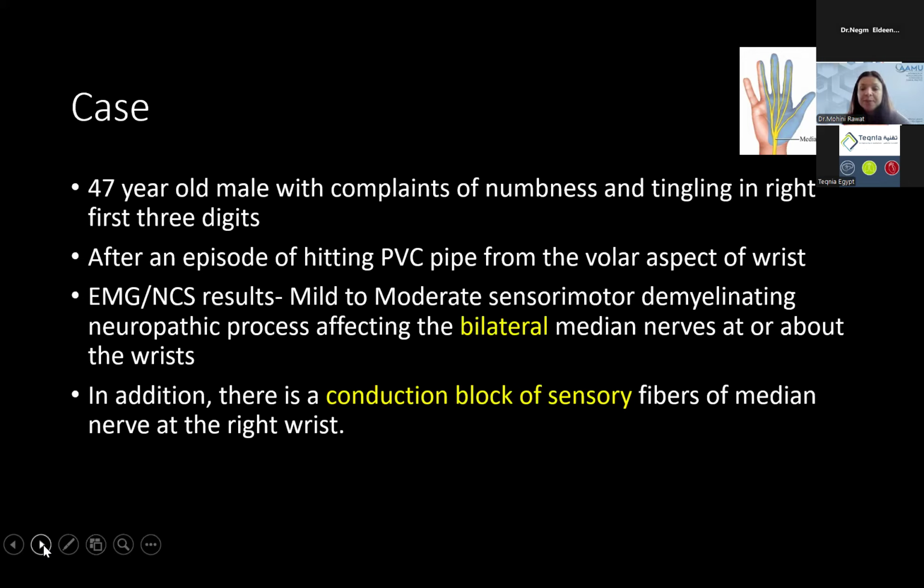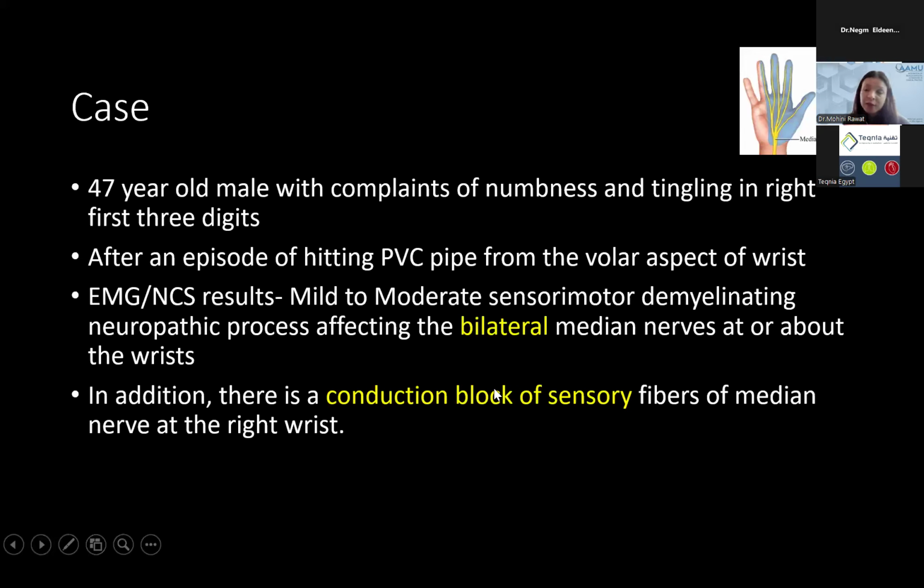On EMG, it showed a mild to moderate sensory motor demyelinating neuropathic process affecting bilateral median nerves. So his study was positive bilaterally. Now, how do you know that this is specific to the right side? Because EMG is saying he has carpal tunnel syndrome of the same grade, present bilaterally. But in addition to showing a mild to moderate bilateral carpal tunnel syndrome, it also showed that there is a conduction block of sensory fibers.